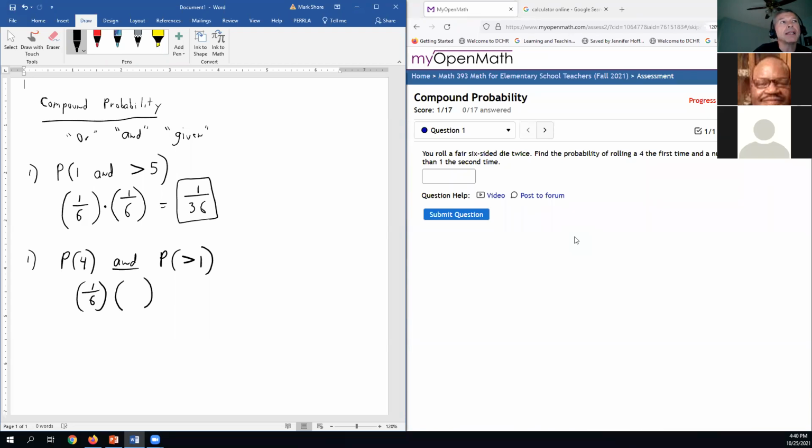Then how many numbers are greater than 1 on a die? Well, you've got the 2, 3, 4, 5, and 6. There are 5 of them. So that would be 5 out of 6. And then you just multiply these straight across. 1 times 5 is 5. 6 times 6 is 36. So that's the idea on that problem, how you do it.